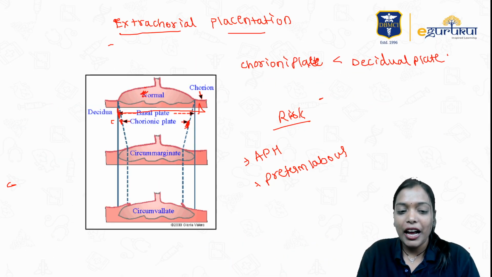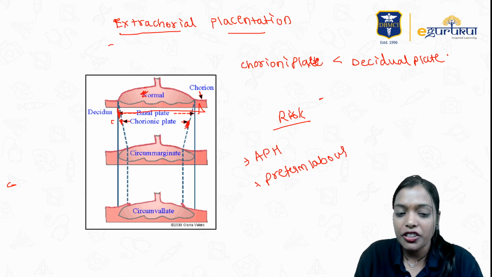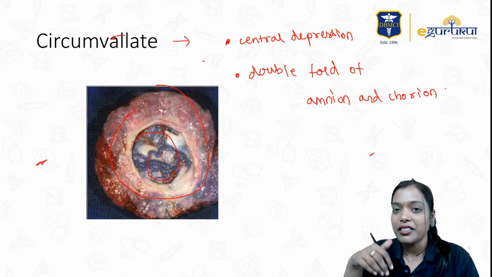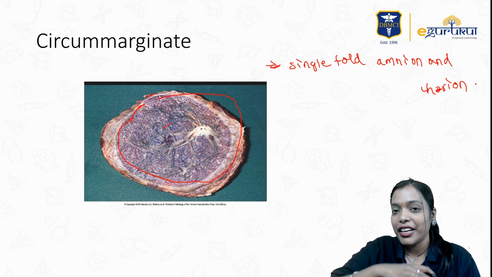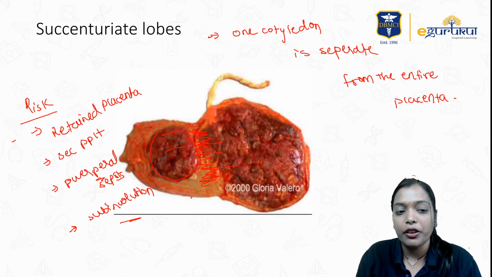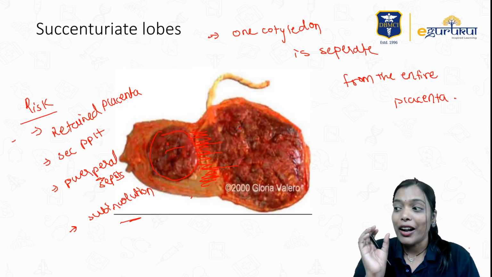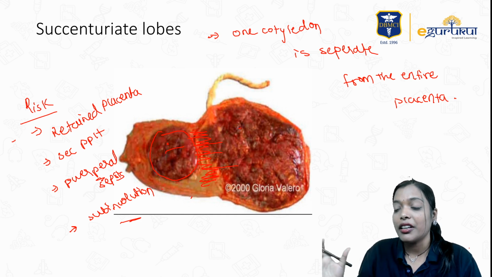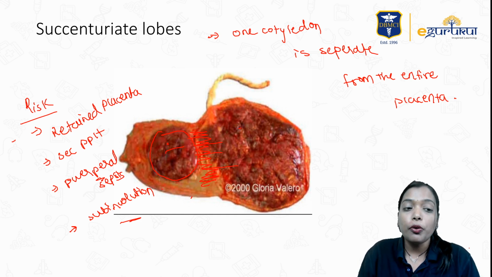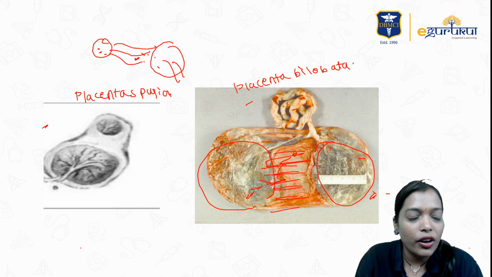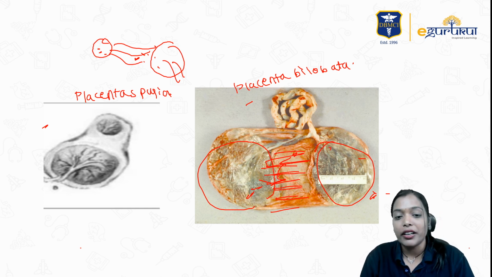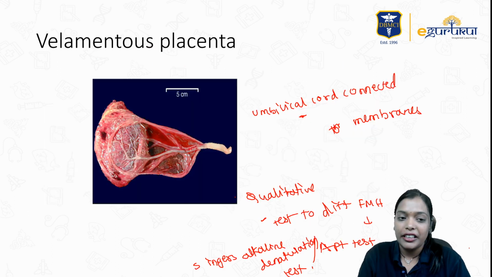One quick recap. Extrachorial placentation: circumvallate has a central depression, circummarginate has a peripheral margin with a single fold of amnion and chorion. Subcentrated lobe is one cotyledon separate from the entire placenta but connected. Spuria is one cotyledon separate from the placenta, not connected. Placenta bilobata has two equal lobes that are divided and interconnected.